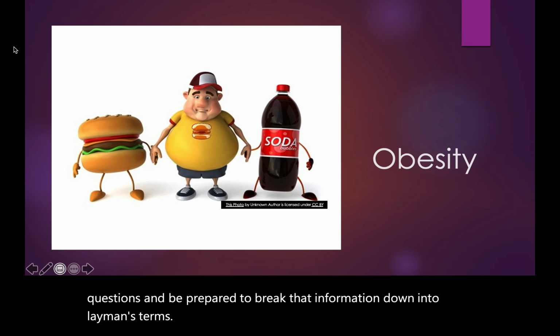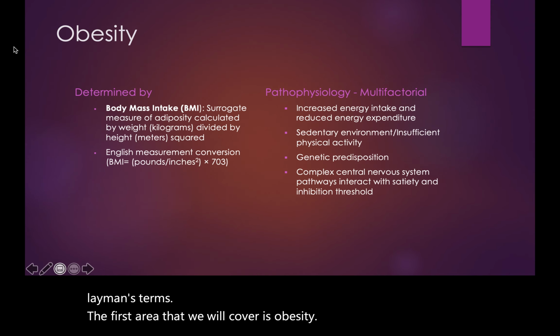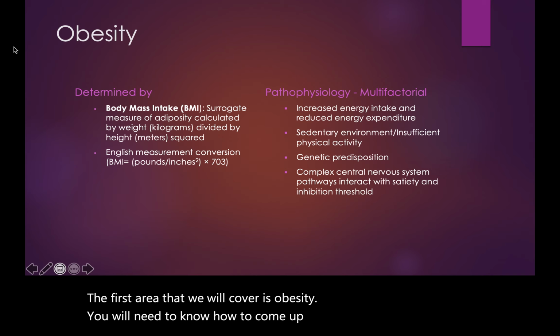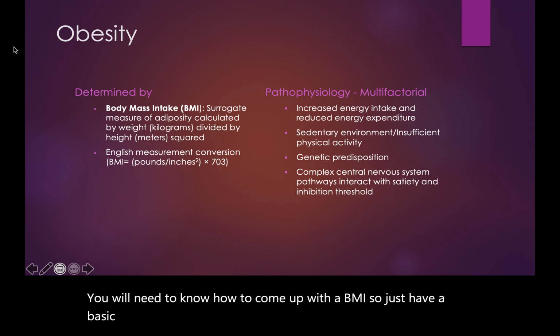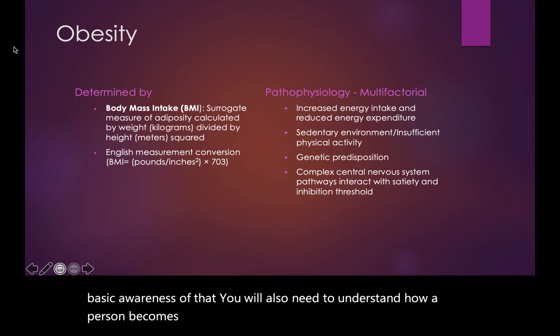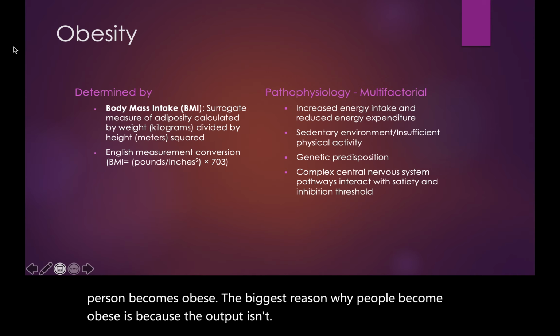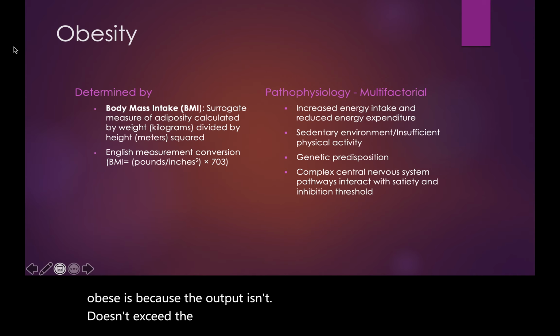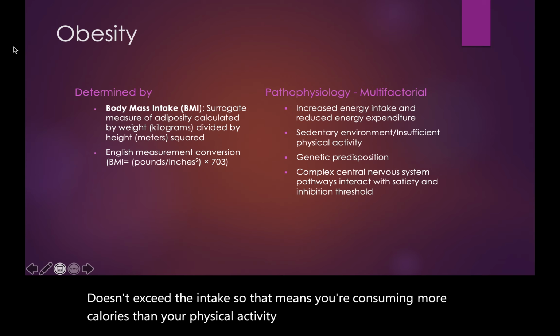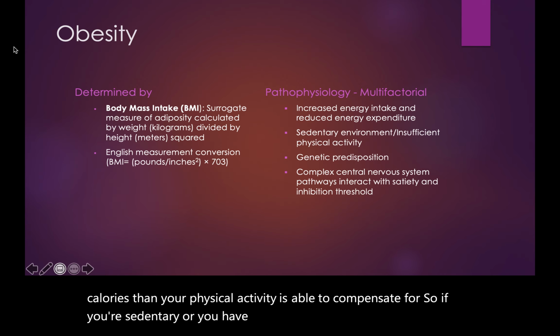The first area that we will cover is obesity. You will need to know how to come up with a BMI, so just have a basic awareness of that. You will also need to understand how a person becomes obese. The biggest reason why people become obese is because the output doesn't exceed the intake. So that means you're consuming more calories than your physical activity is able to compensate for. So if you're sedentary or you have insufficient activity, you will notice a weight gain.